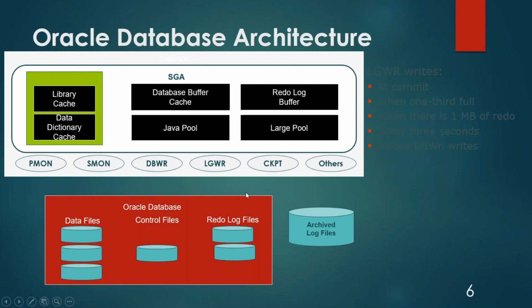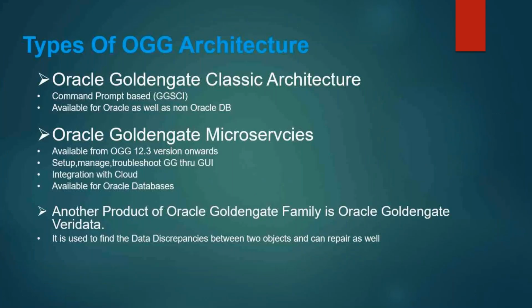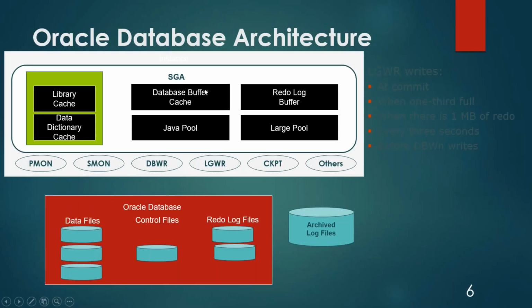Now, how do redo log files get the data, and from where? So the redo log file gets the data from the redo log buffer. Whatever data is present in the redo log buffer gets written into the redo log file using the log writer process. Using this log writer process, the data from redo log buffer gets written to the redo log file.